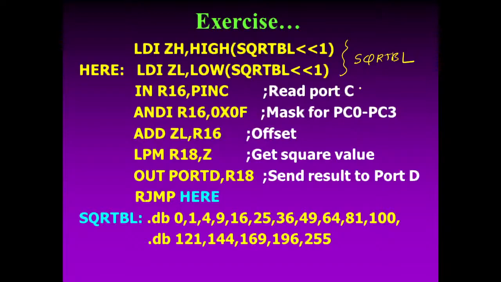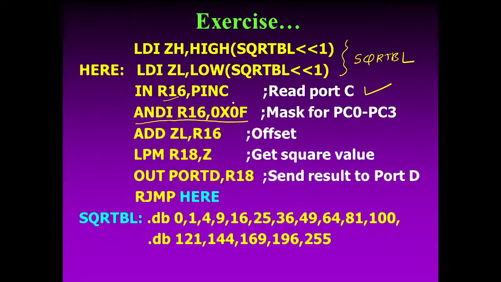We will read port C and transfer the content to R16. So in R16 the port C content will be available. Then we will perform masking with the help of ANDI. Yesterday I discussed this instruction, AND logical operation with immediate value. Why is this required? Because our data is only in PC0 to PC3. We do not have any data from PC4 to PC7. So that's why we are masking the upper nibble.